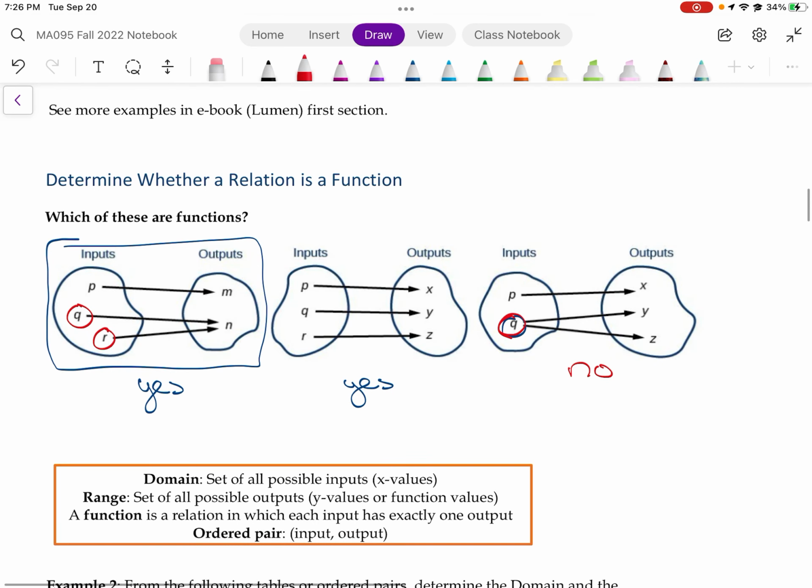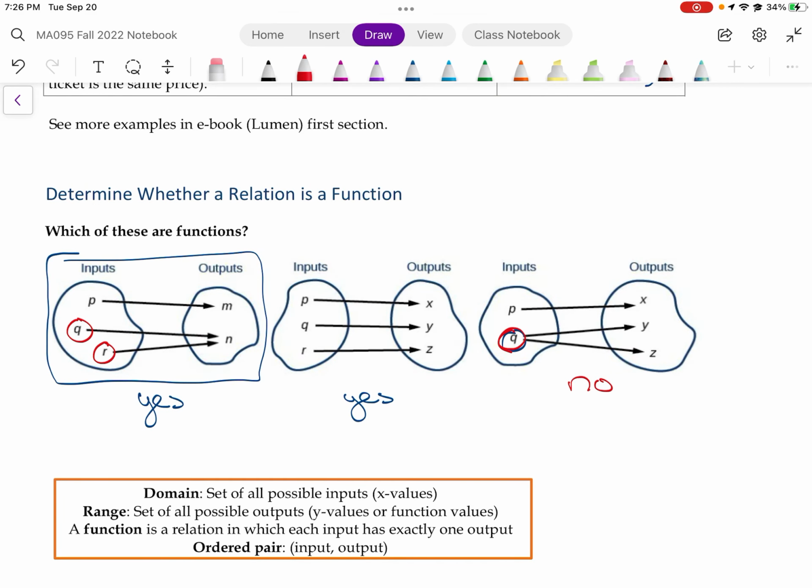All right, so just a quick set of definitions here. The domain is the set of all possible inputs. The range is the set of all possible outputs. A function is a relation in which each input has exactly one output, and an ordered pair looks like that: input, comma, output. Okay, so everything is summarized right there for you.